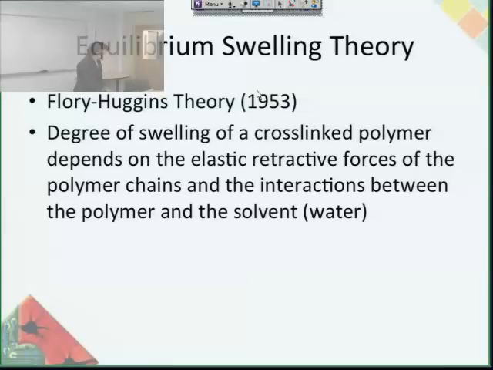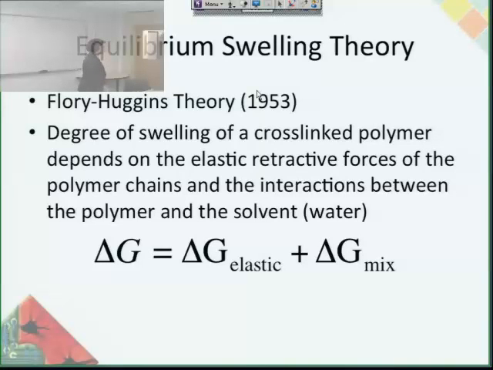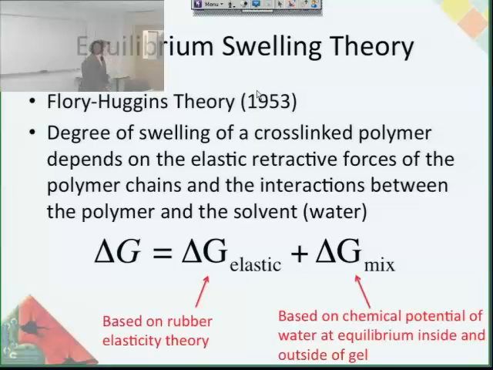So to go through the equations on how you might relate molecular weight between cross-links and swelling, Flory and Huggins started with the free energy of the system. And they said that this is simply the sum of the elastic retractive forces and of the free energy of the mixture of the polymer and the solvent, which is water. So the change in free energy due to the elastic retractive forces can be determined based on rubber elasticity theory, which assumes that hydrogels are perfectly elastic for small deformations. And we'll go through that in just a little bit.